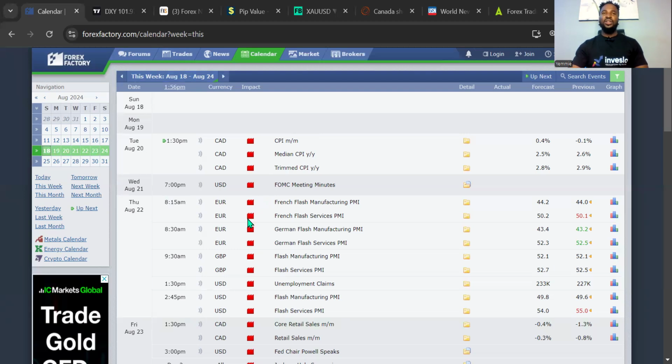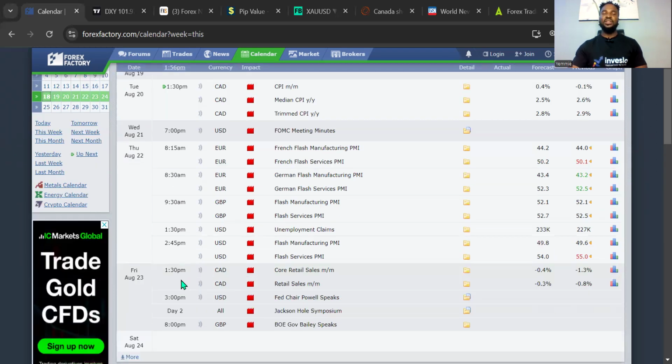Nigerian time. On Thursday, we have from euro to Great Britain pounds to US dollars, starting from 8:15 a.m. Nigerian time to 2:45 p.m. Nigerian time, which includes the flash manufacturing PMI, French flash manufacturing PMI, and unemployment claims in the USA. And that is on Thursday.